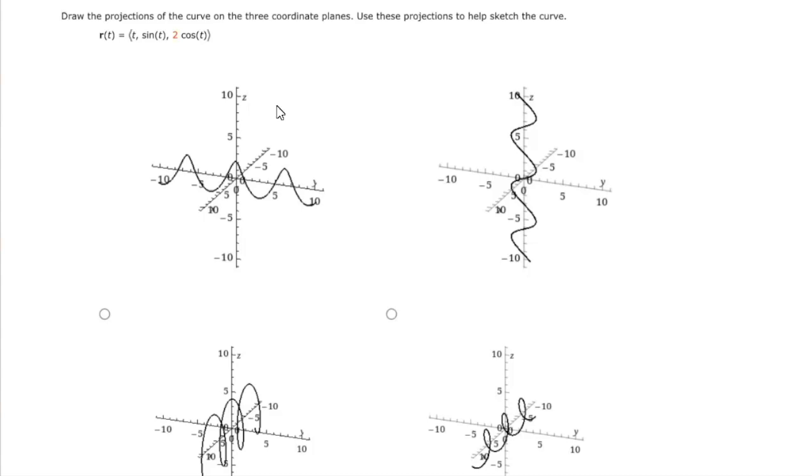I did think this was a 2 percent multiplied by 2. Yeah. Okay, let's think about it. So what do you have here? So we do have this t, sin t, 2 cosine t.